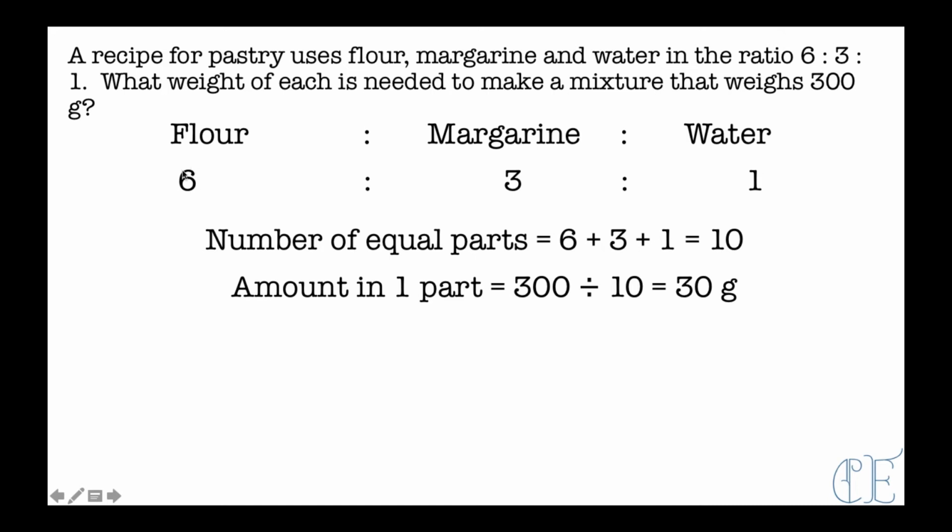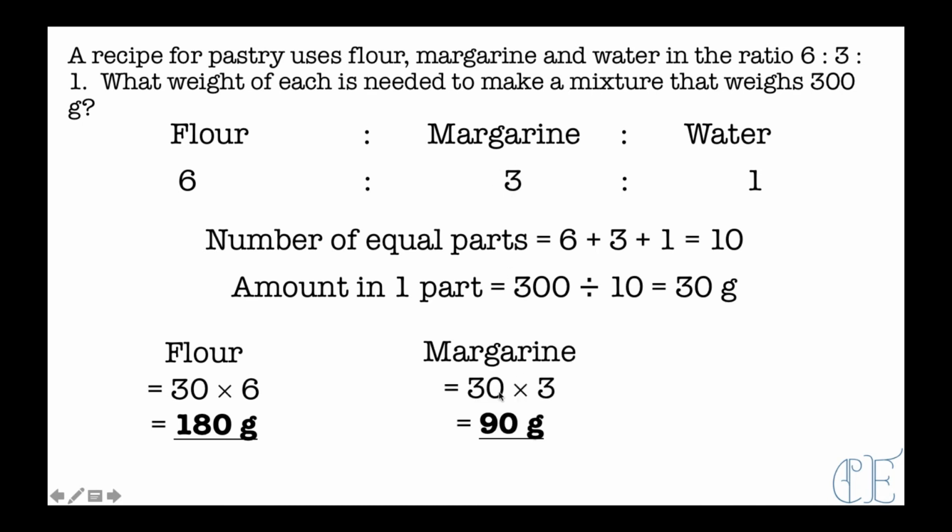You need 6 lots of this for flour, so 30 times 6 is 180. You need 3 lots of margarine, so 30 times 3 is 90. And you need 1 lot of water, okay, so 30 times 1 is 30. Okay, so you've worked that out, that's all that it's asking you to do. So well done if you did that.